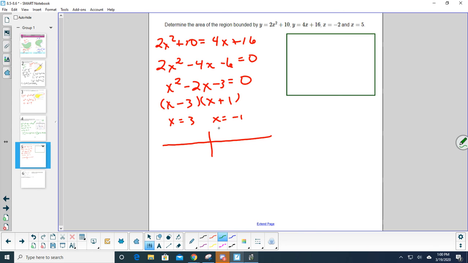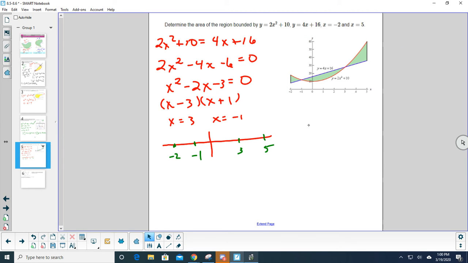So basically what we have is at -2, at -1, at 3, and at 5, we have 1, 2, 3 different areas. So I'm going to show you right now. This is what it looks like. So we're going to have to actually take this and cut it up into 3 areas.